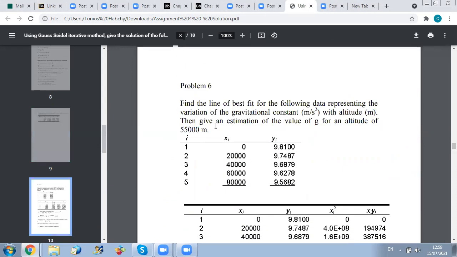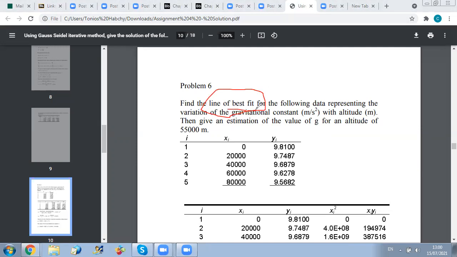Okay. Now, in problem 6, find the line of best fit for the following data representing the variation of the gravitational constant in meter per second square with altitude in meter. Then give an estimation of the value of G for an altitude of 55,000 meters. So here they mentioned which type of fit you should do. You should do a linear fit. Okay.